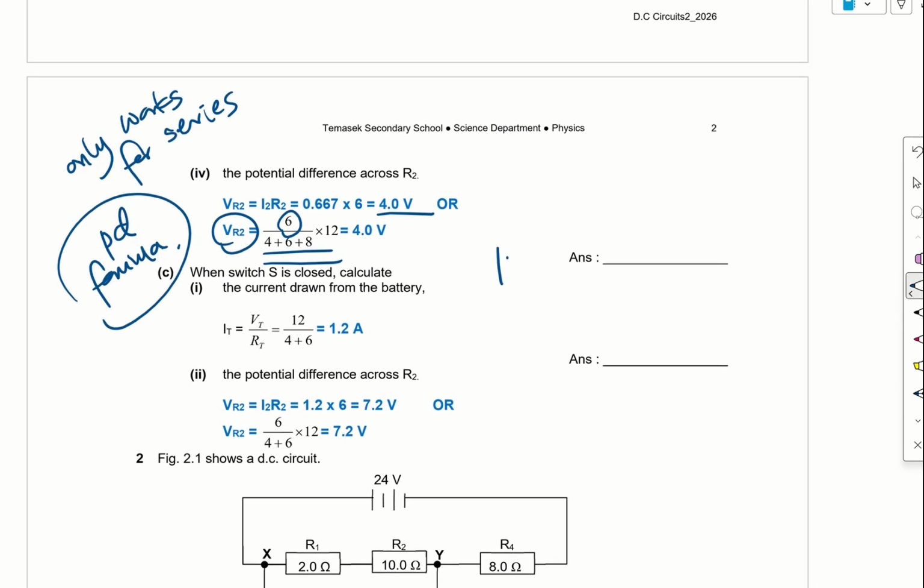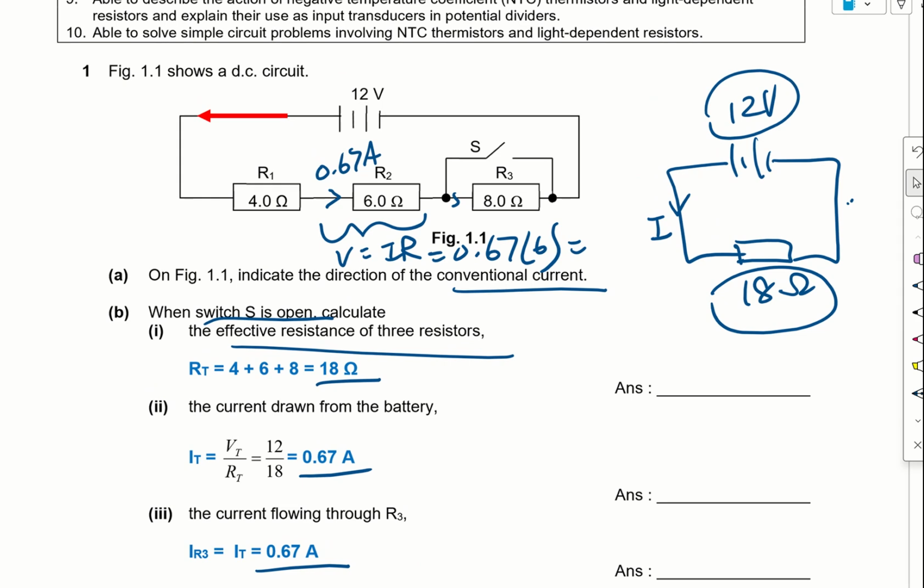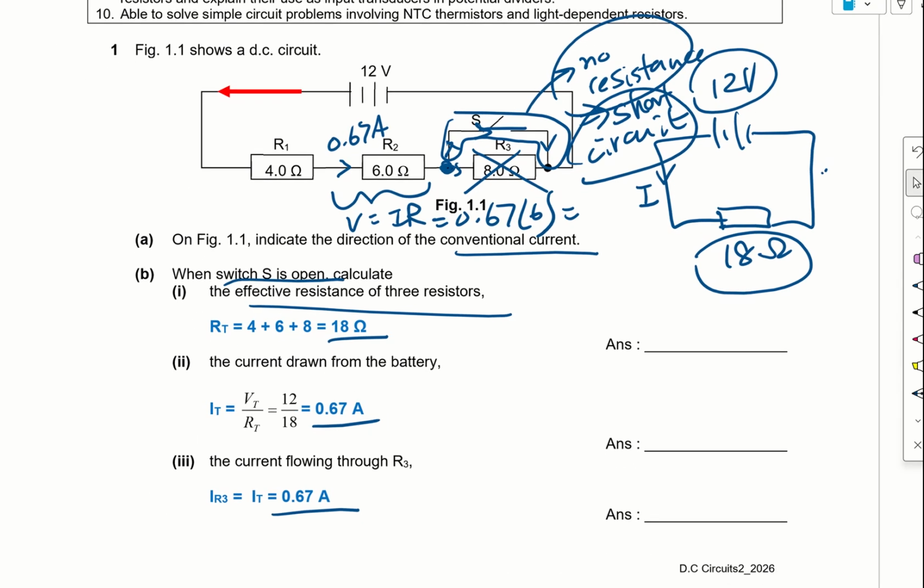Okay. Now when switch S is closed, calculate the current drawn from the battery. So it is good to always redraw. Before I do that, when switch S is closed, the top path actually has no resistance in the wire. So basically this is a short circuit, meaning all the current that comes to this node here will pass through this path of no resistance, through the short circuit, thereby bypassing the 8 ohm resistor.